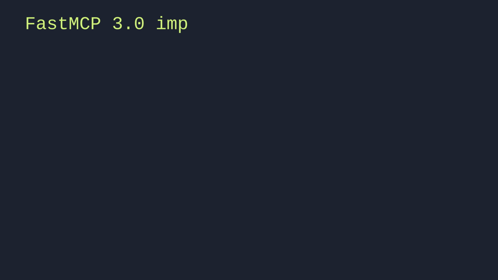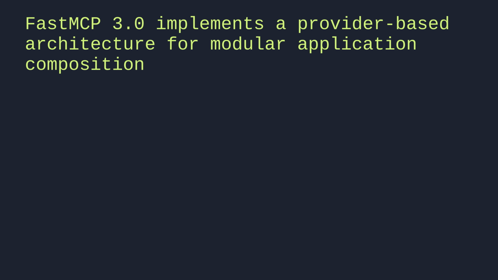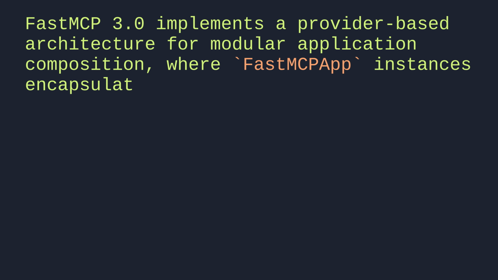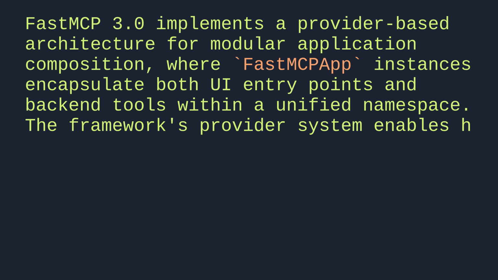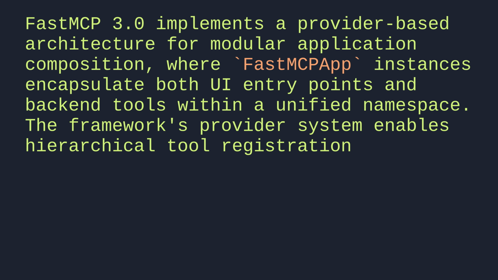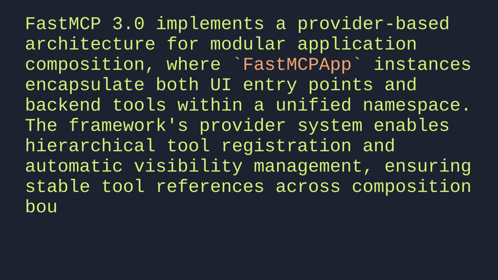FastMCP 3 implements a provider-based architecture for modular application composition, where FastMCP app instances encapsulate both UI entry points and backend tools within a unified namespace. The framework's provider system enables hierarchical tool registration and automatic visibility management, ensuring stable tool references across composition boundaries.